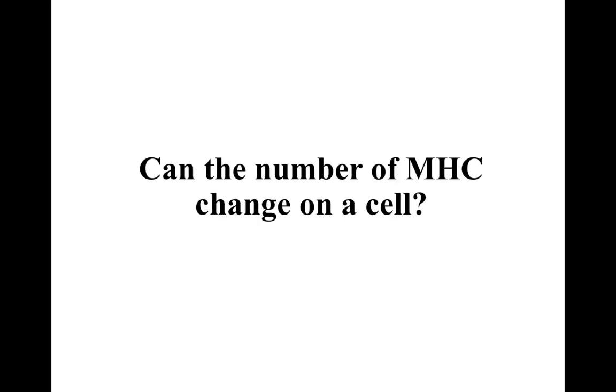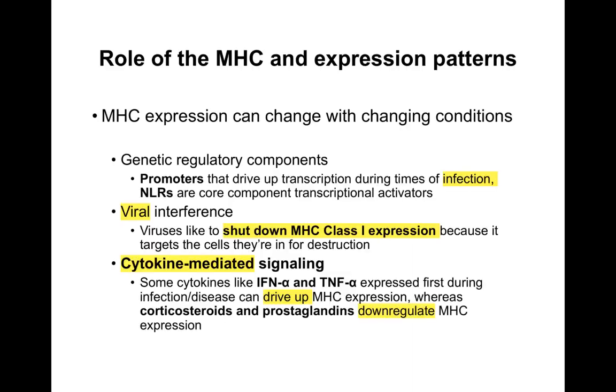Can the number of MHC molecules change on a cell? They can. During infection, you may have an increase in MHC molecules on the surface of cells. You can also have viruses that interfere and maybe shut down MHC class 1 expression. That's their way of evading the adaptive immune response. They can evade cytotoxic T cells by shutting down their expression of MHC class 1.